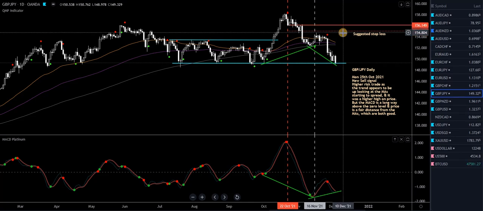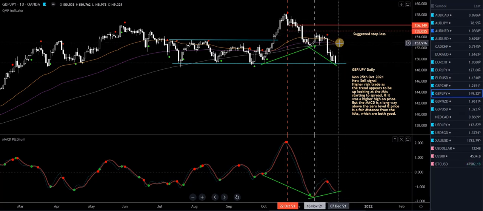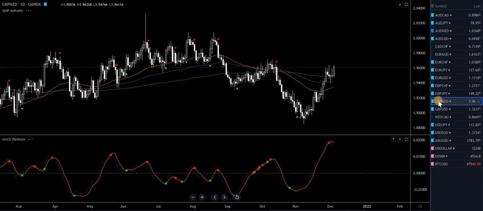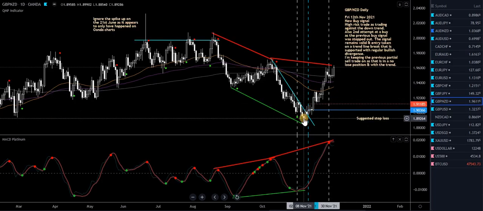I'm leaving that sell on. I could probably even bring the stop down on the sell into the MAs there, but I'll just leave it for a couple of days and see how we go. Pound New Zealand. Let's have a look here. What do we call here? I'm pretty sure it's a buy, hopefully.